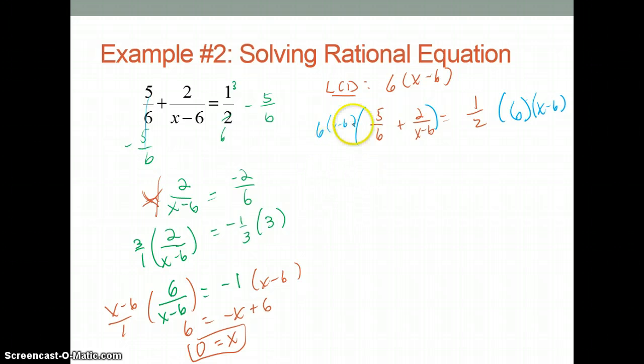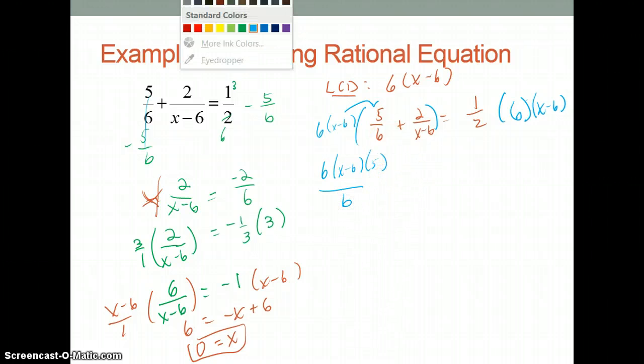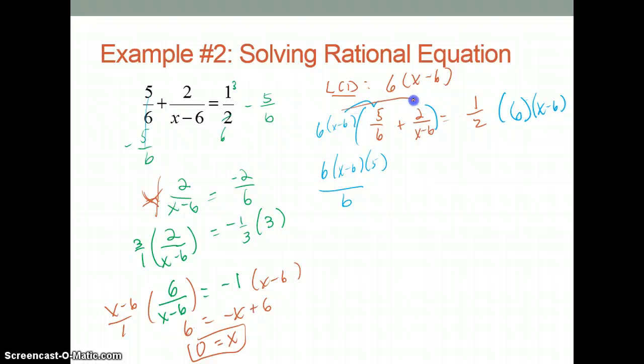So what this next step would look like, if I multiply it in here, it would be 6 times 5, and then that's all over 6. And then the next portion, if I multiply it in here, it would be plus. And then on the right side, you would have 6 times x minus 6 on the top and 2 on the bottom. I'm showing this extra step.